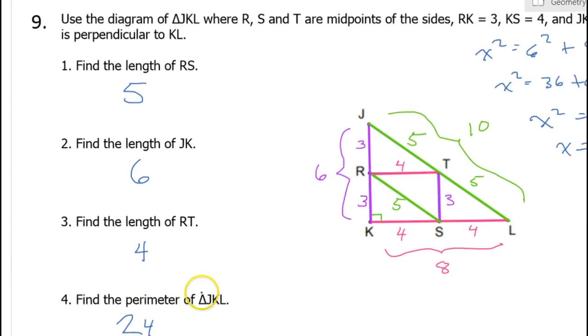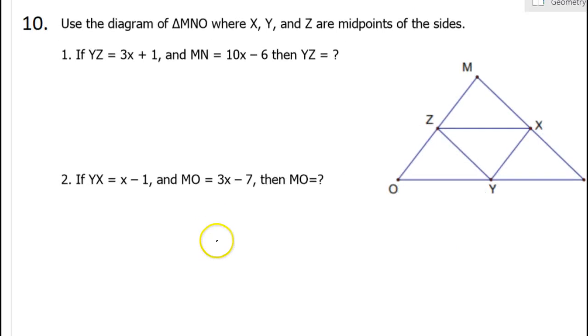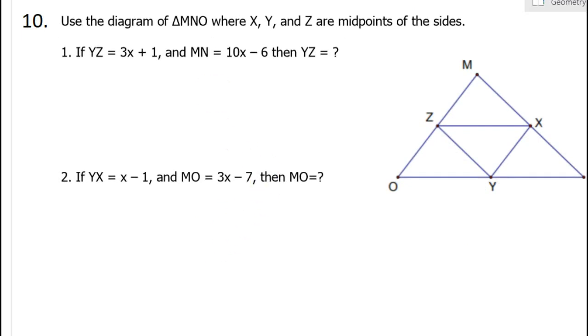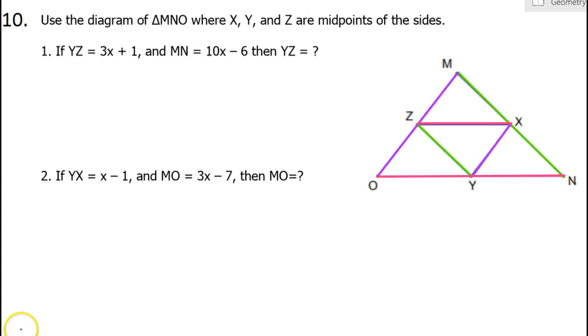So that's it for problem number 9. Okay, problem number 10 is the same type of thing, but we just have more variables. Okay, should I even bother color coding this? All right, I went ahead and did it, but I did it off camera. So again, X, Y, and Z are midpoints. So these segments, all three are mid-segments. So I color coordinated the mid-segment with the parallel side of the triangle.